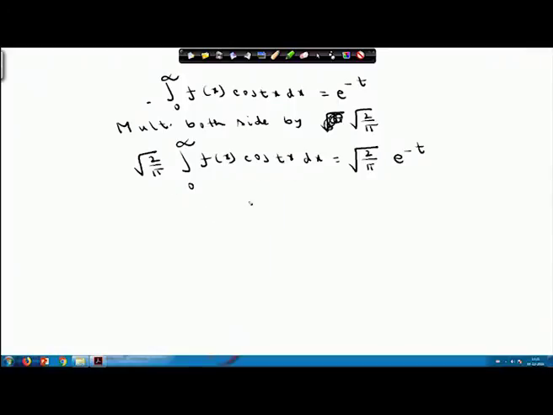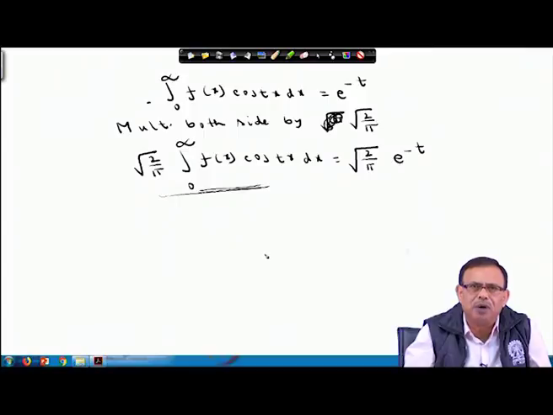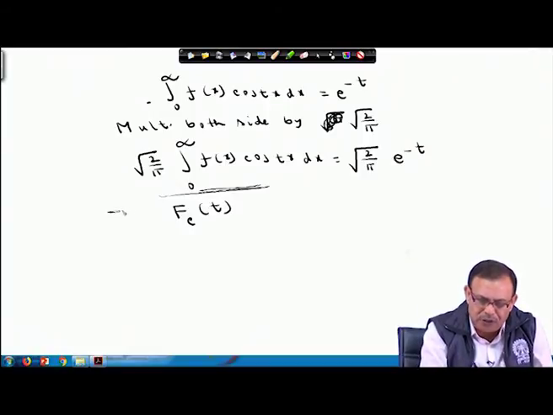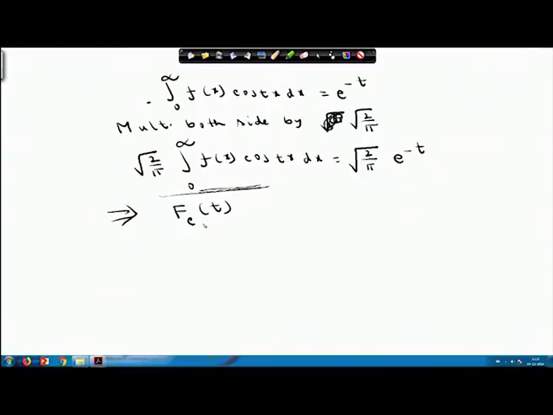Is this integral familiar to you? If you remember, this integral is nothing but the Fourier cosine transform of f(x), because from the definition, the Fourier cosine transform of f(x) is root over 2 by pi integral 0 to infinity f(x) cos(tx) dx. So, I can write it as capital F_c(t). This is the Fourier cosine transform, and this equals root over 2 by pi e power minus t.